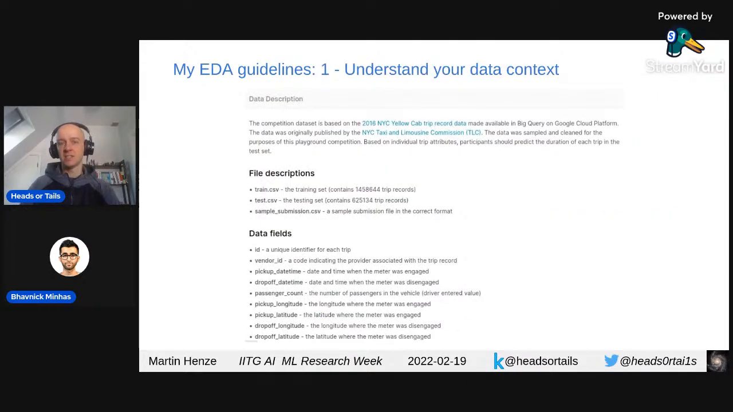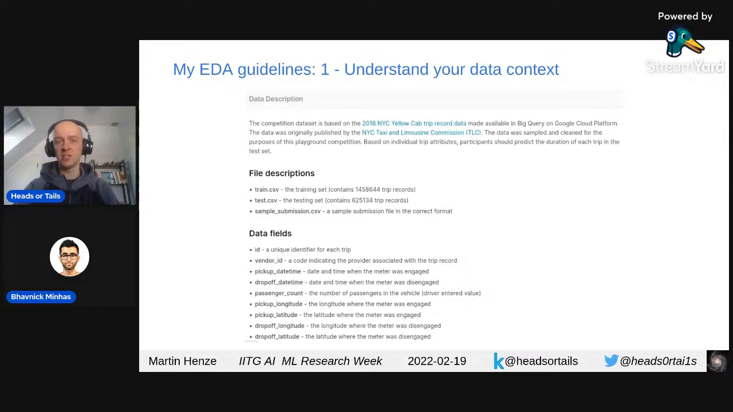So here are my guidelines. The first one is you should always understand your data context. And in the case of a Kaggle competition, this is relatively straightforward. You just want to read everything that has been published about the competition by the organizers.